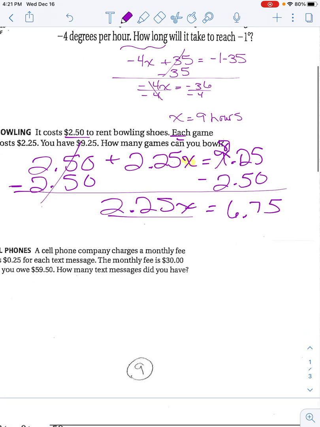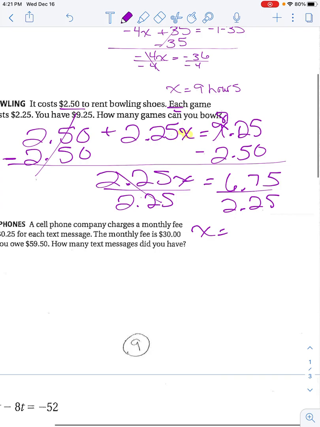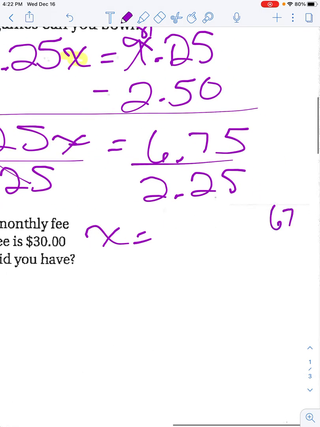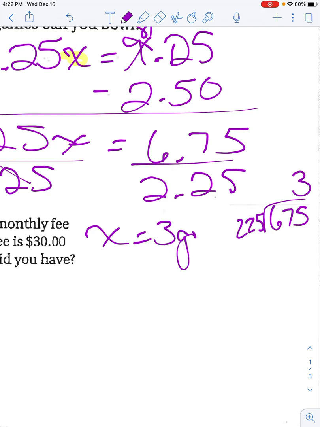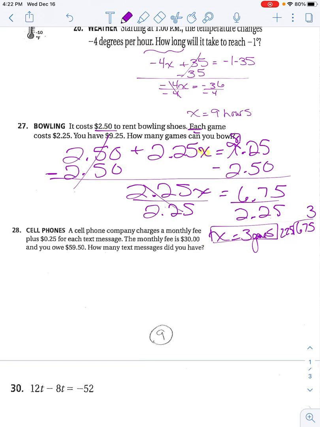Okay, and then we'll divide both sides by 225. Remember that you can't have a decimal in the divisor, so it's really 675 divided by 225, which goes in evenly 3 times. So he, she, whoever, they can play 3 games.